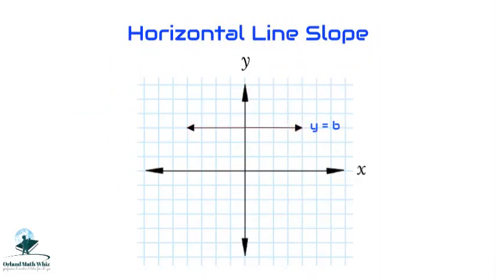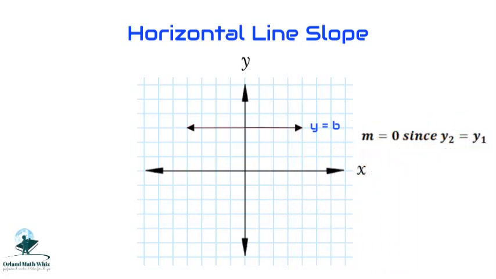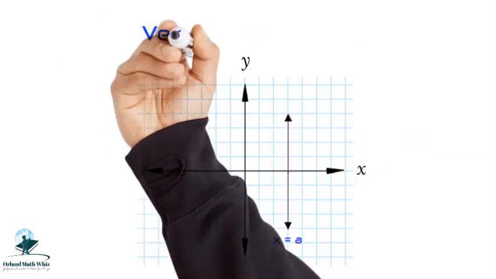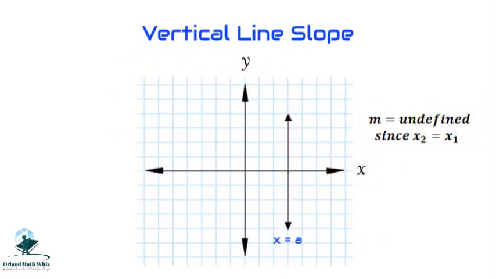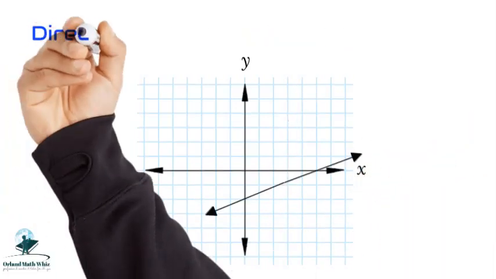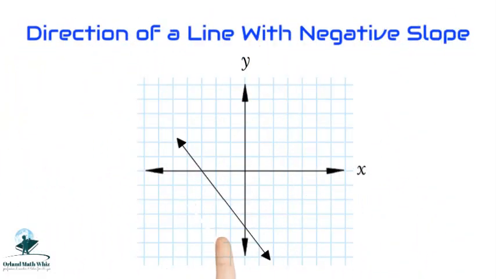Using the slope formulas, we can see that the slope of a horizontal line is 0, since all y values are equal and the numerator is equal to 0. Similarly, the slope of a vertical line is undefined, since all x values are equal and the denominator is equal to 0. A line with a positive slope goes from left to right, up the page. A line with a negative slope goes from left to right, down the page.